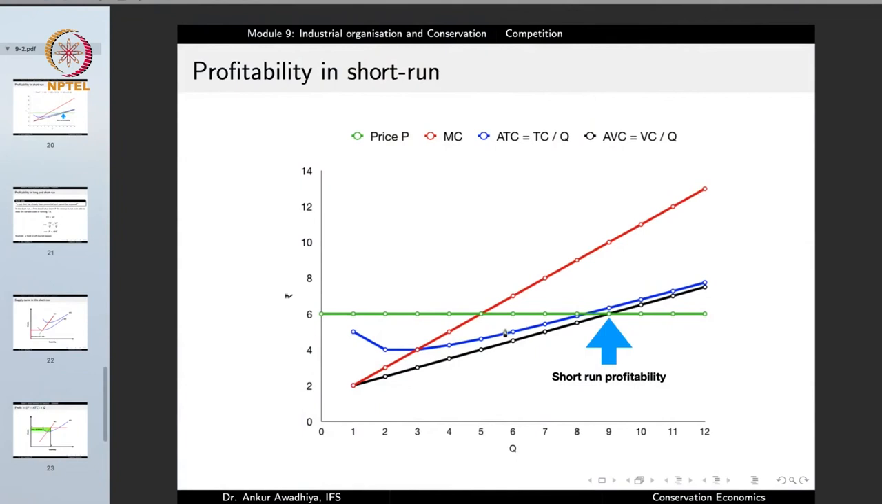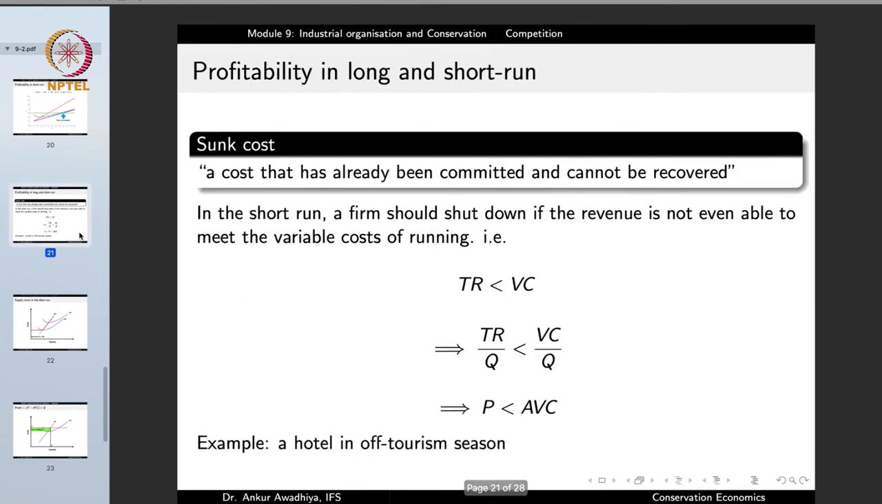Now in the short run, what we say is that the firm should continue its operations in the short run till the point where the average variable cost is less than the price, which means that it is at least able to meet the cost of running, because there is always a sunk cost in all operations. A sunk cost is a cost that has already been committed and cannot be recovered.